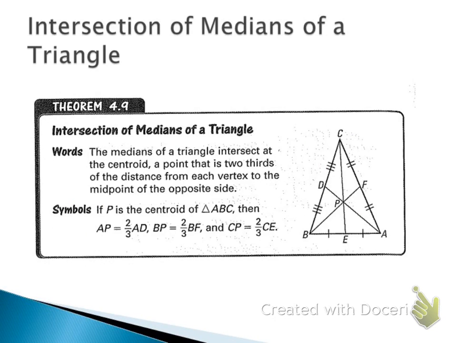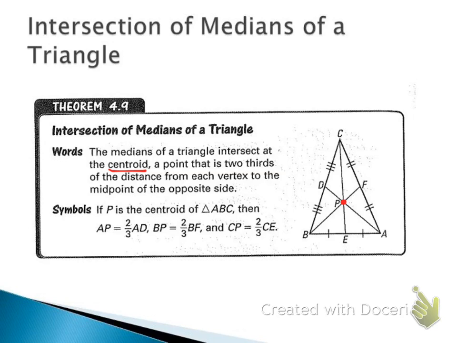We mentioned this a little bit earlier, that the medians intersect at a special point. It's called the centroid. We put that in our vocab. And that the distance from a vertex to that centroid, that special point in this diagram, that would be point P, that distance is 2/3 times the length of that whole median. So for example, at the bottom they put that AP, so from vertex A to the centroid, is equal to 2/3 times the length of the whole median AD.